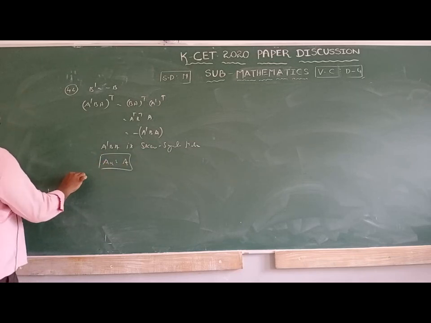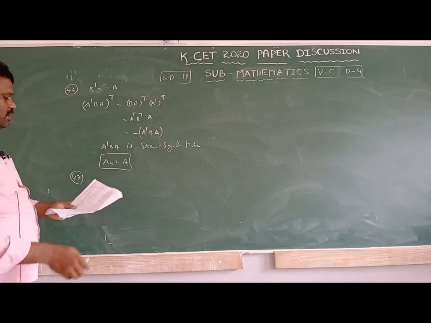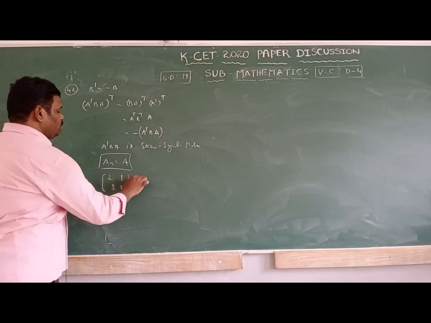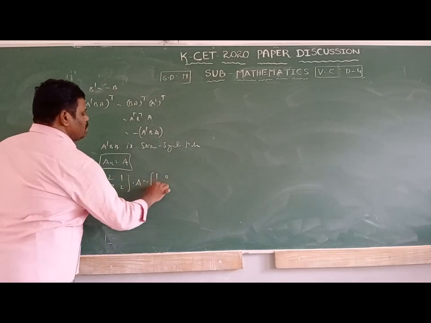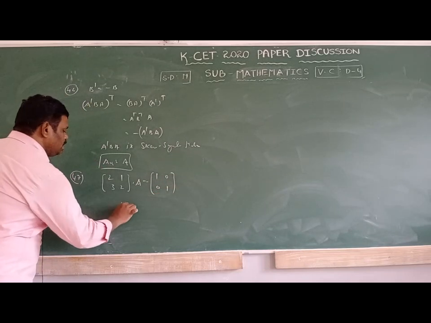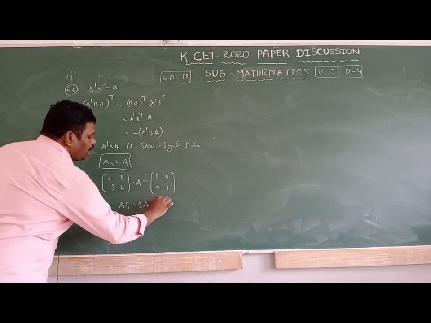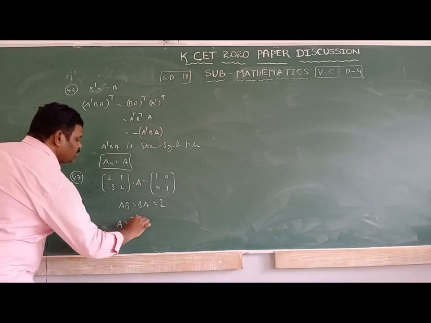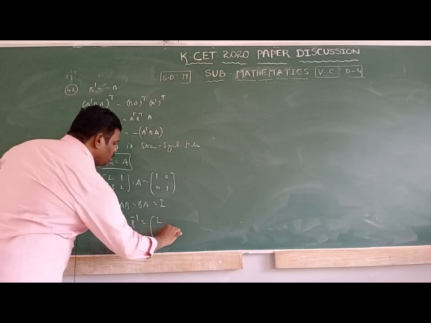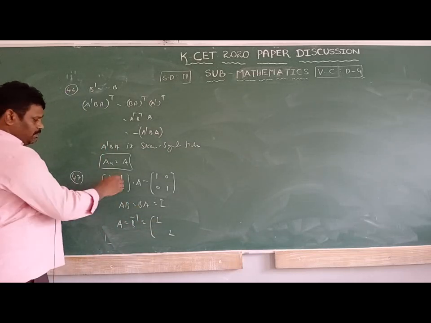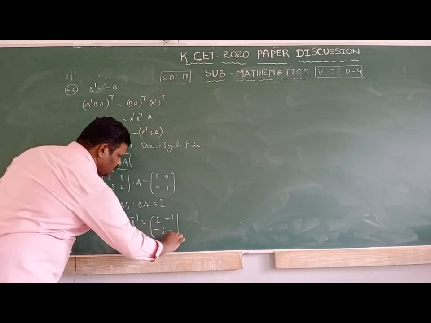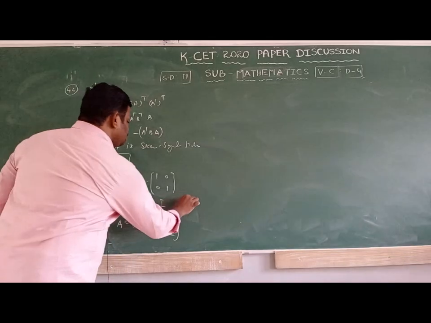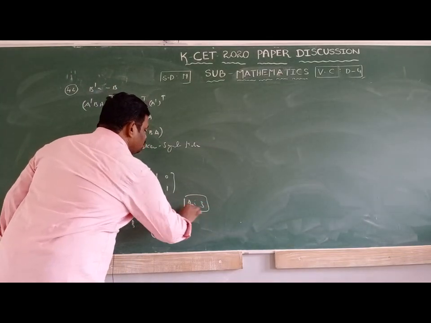Next, 47. Here the matrix product is given: 1 2, 2 1, next 3 2 into A is equal to 1 0 0 1. We know that the condition AB is equal to BA is equal to I means B is the inverse of A. So A is equal to B inverse. B inverse, for a 2 by 2 matrix, we just interchange these values and change the signs, and the determinant value is 4 minus 3. So this is the option 2 minus 1 minus 3 2. So answer is 3.